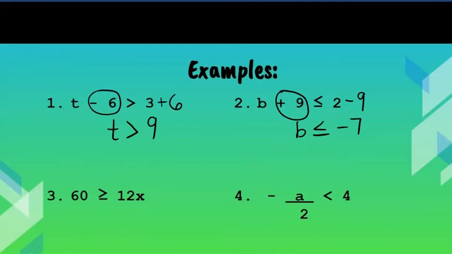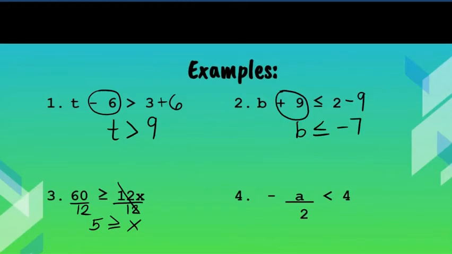Number 3, 60 is greater than or equal to 12x. So this is showing 12 times x, so to get rid of our multiplication, we need to do division. Divide both sides by 12. The 12s on the right will cross out because they are the same number. 60 divided by 12 equals 5. Bring down your inequality symbol and the variable. There's your answer. 5 is greater than or equal to x.